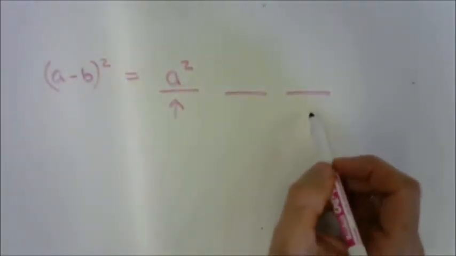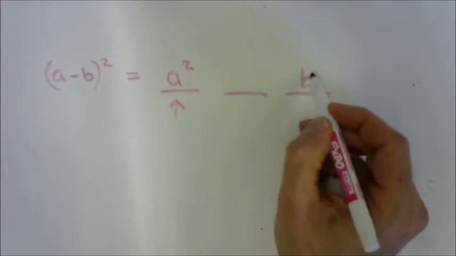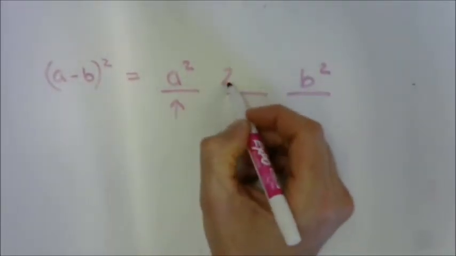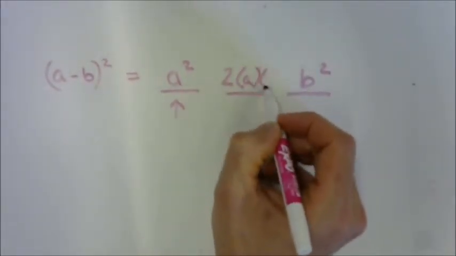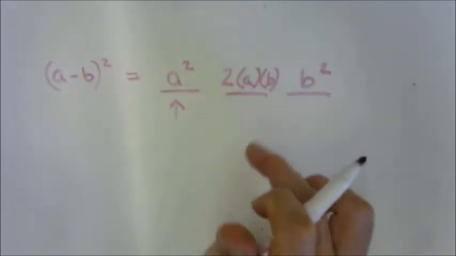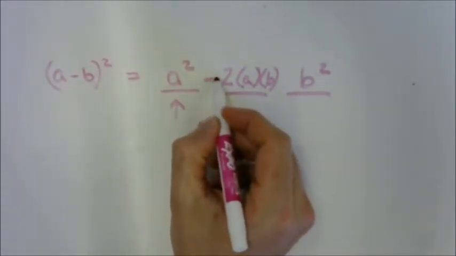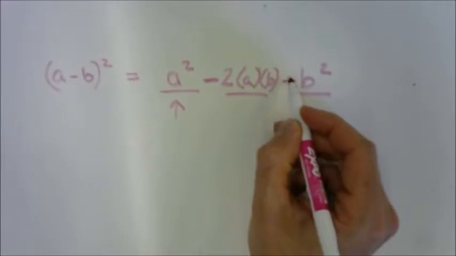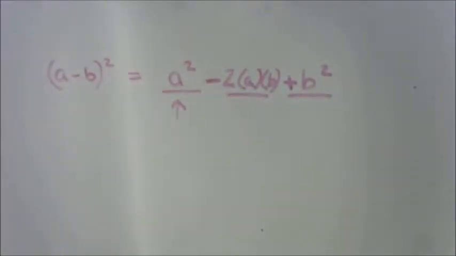How do we get the last term? B squared. And in between? Minus 2ab. Right? But this is going to be a subtraction sign, and this is going to be positive. Again, you don't need to write that because we're going to write it on the next page, I think. More algebra.